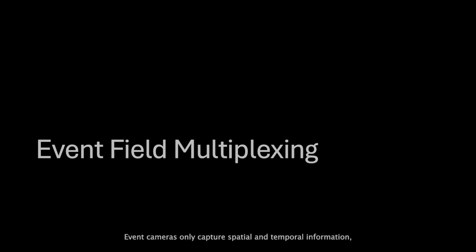Event cameras only capture spatial and temporal information, while event fields require angular information. Therefore, we multiplex angular information into either the spatial or temporal dimension, with each having their own relative merits.